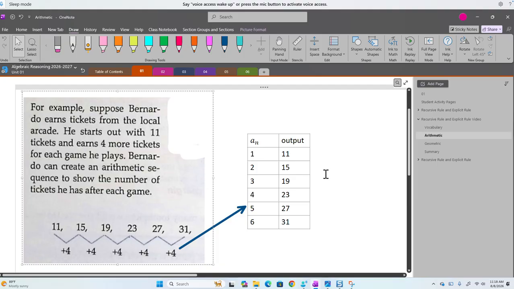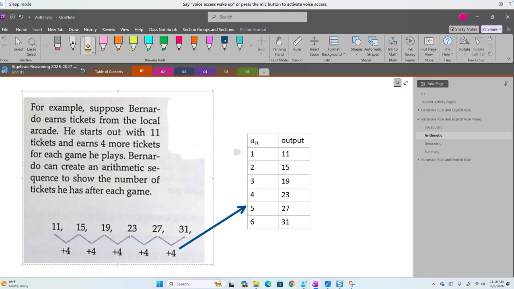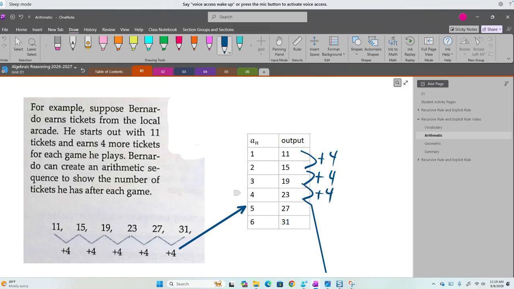Okay. So now I'm going to come over here, and we've added 4, added 4, added 4, added 4, added 4. Plus 4 is our common difference. We took our ending value and we subtracted from our beginning value. It is an increase, and it is an increase of 4 each time. So that is our common difference in this case.